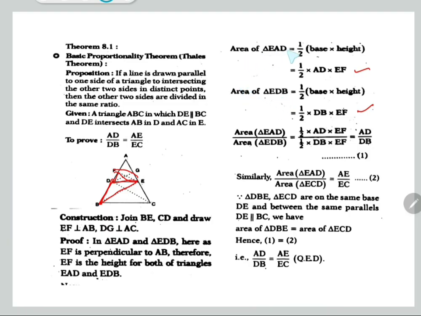ఏరియా ఆఫ్ ట్రయాంగిల్ EAD by ఏరియా ఆఫ్ ట్రయాంగిల్ EDB is equal to 1/2 AD into EF by 1/2 DB into EF. But here 1/2 cancelled, EF cancelled. We will get AD by DB. This is equation number 1. Area of triangle EAD and area of triangle EDB is equal to AD by DB. Number 1.